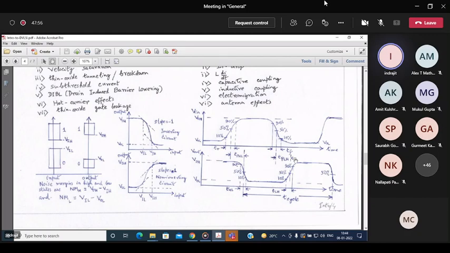Any doubt? Similarly, sometimes we also make use of THL and TLH, that is, on the output side itself, the time taken to go from 90% to 10%, high to low, and low to high, 10% to 90%. Yes, any doubt?